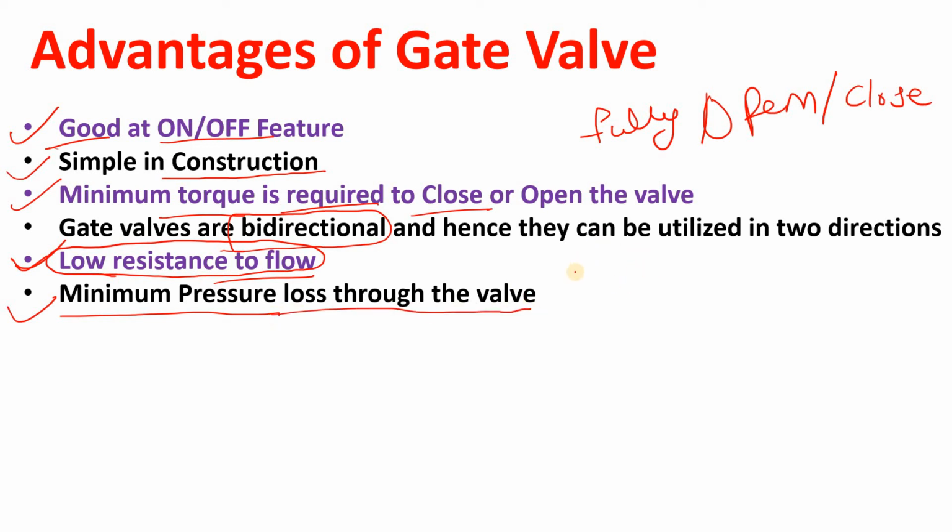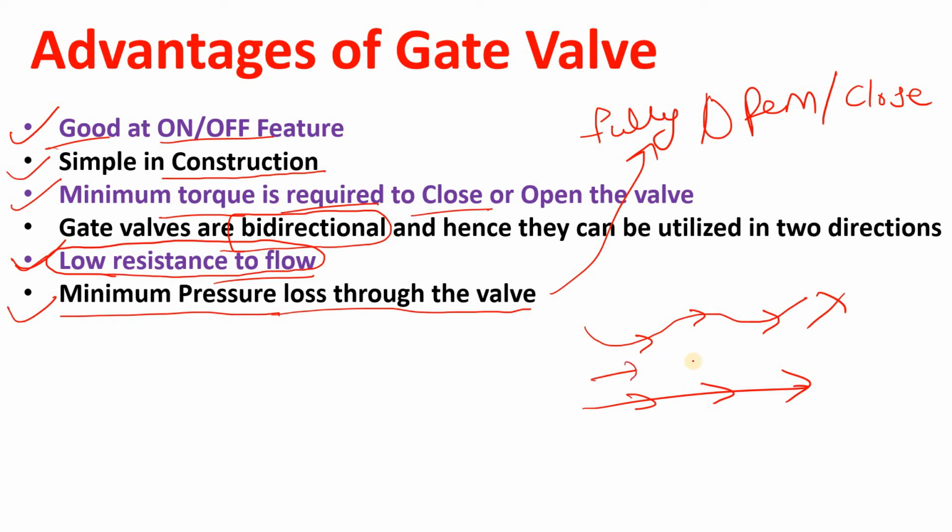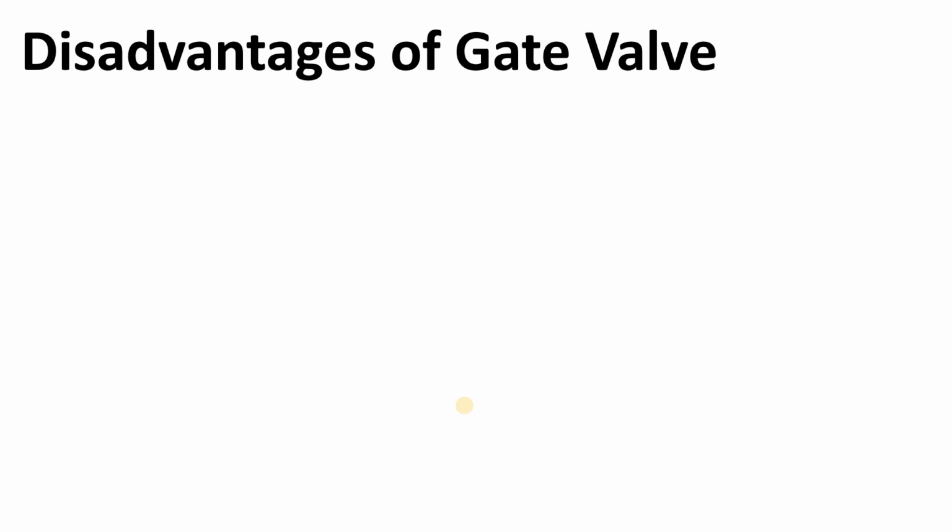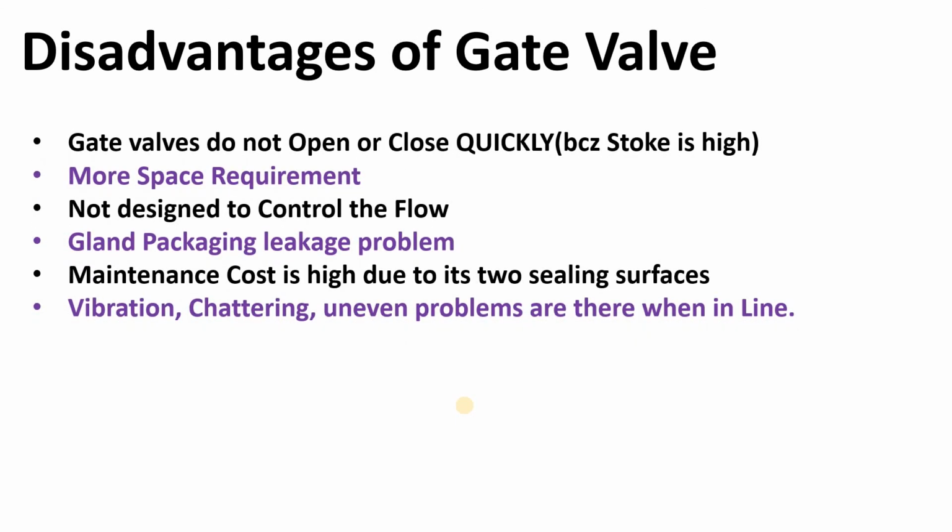Why? Just because it is fully open. If it is fully open, there is no obstruction to the movement of the flowing fluid; only straight movement of the fluid will be there. So we can say there is minimum pressure drop, and that's why it is also used. If there is any pipeline where you do not want a high pressure drop, you can use this one. And in the last, what are the disadvantages of the gate valve?